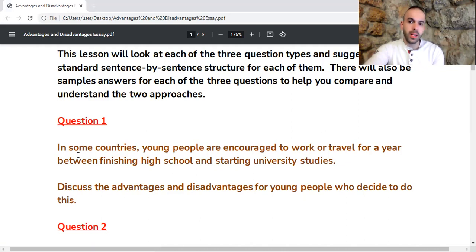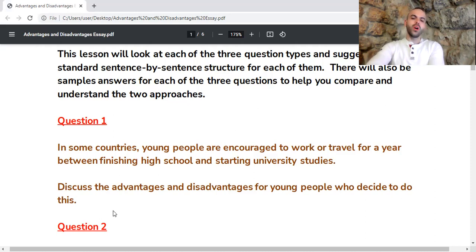Now let me show you the first type of question for IELTS advantages and disadvantages essays. Let's read the question together. In some countries, young people are encouraged to work or travel for a year between finishing high school and starting university studies. Discuss the advantages and disadvantages for young people who decide to do this.